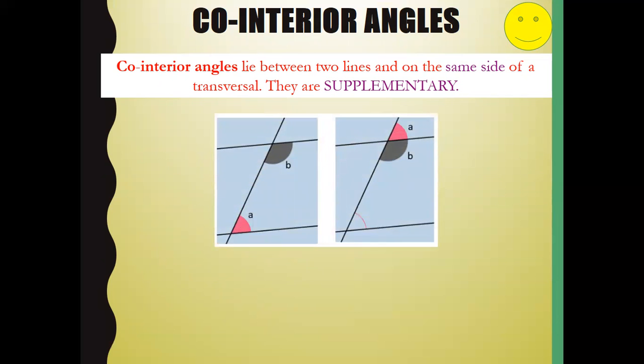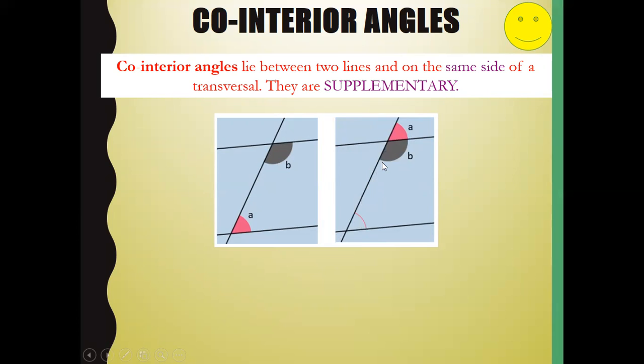So look at A and B in these cases. They are not opposite. They are on the same side of the transversal and they lie between two lines. So this angle A is called the co-interior angle of B. We got this from the fact that angles on a straight line will be 180, right?